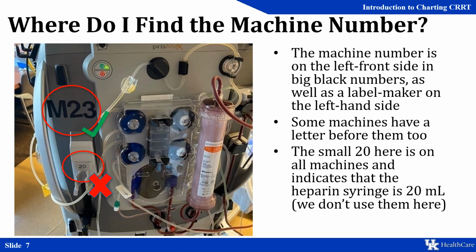So where do I find the CRRT machine number? We've tried to make it relatively easy for you by placing a large black number on the front left portion of the machine. You'll also see it in a smaller area with a label maker on the left-hand side of the machine. Remember, it's the big black number that you're charting, not that small 20. That small 20 is indicating that the heparin syringe, which we don't use, is for a 20 cc syringe.